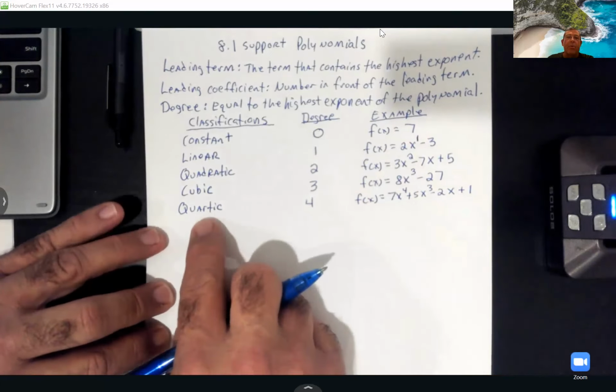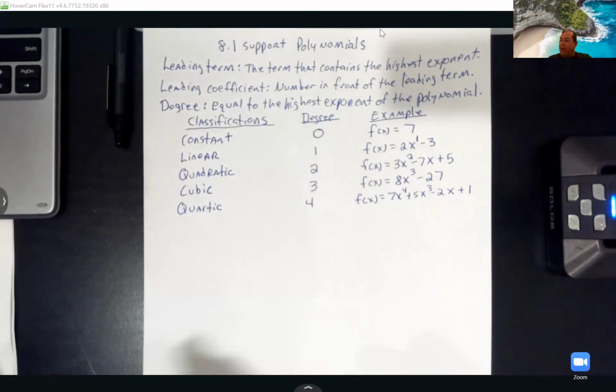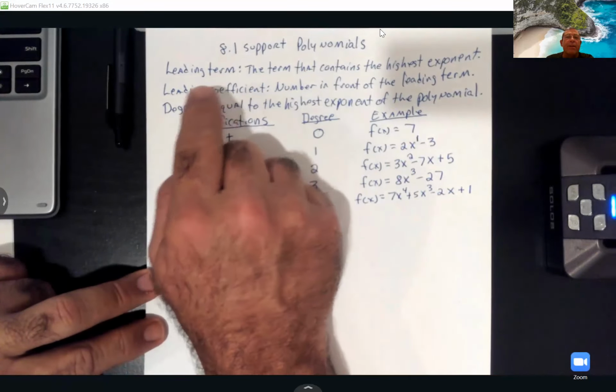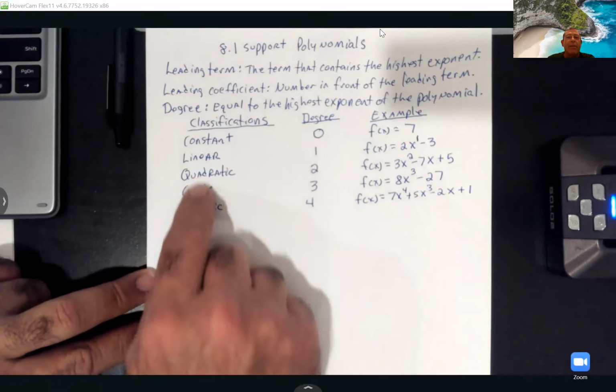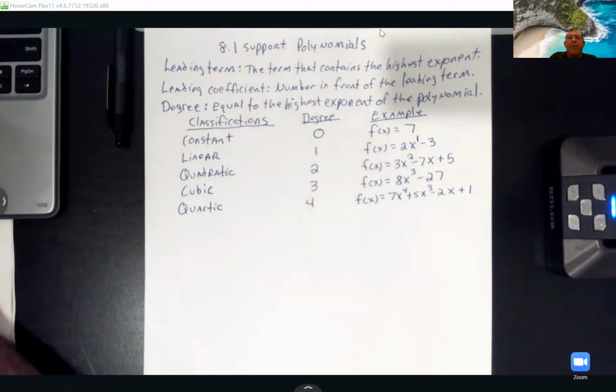All right, y'all. So we want to know this because we're about to do the support examples, and they're going to ask us what's the leading term, leading coefficient, what's the degree, and then what's the classification. Okay. So here we go. We're going to switch over to MyMathLab.